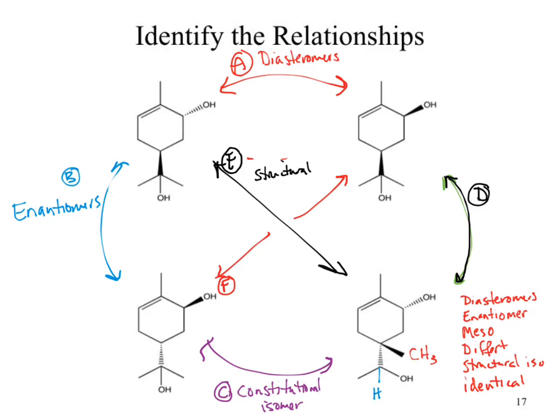D, which was supposed to be in green but never shows up on our projector. Structural, constitutional. Remember the same deal. What do we have left? F? F, diastereomers. Kind of get it?